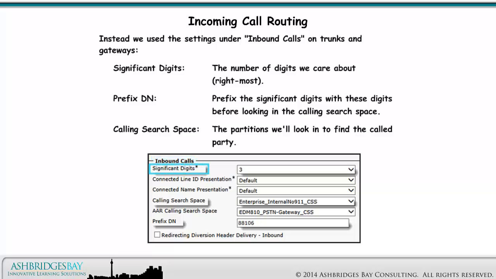Significant digits: the number of digits we care about, rightmost. Prefix DN: prefix the significant digits with these digits before looking in the calling search space. And calling search space: the partitions will look in to find the number. This needs to be configured even if you are using incoming called party settings.